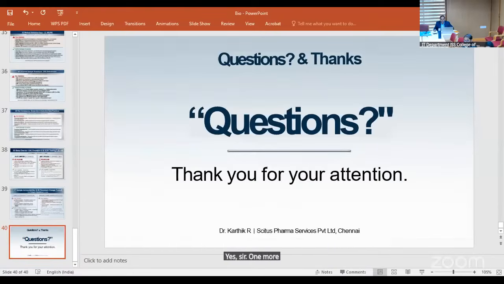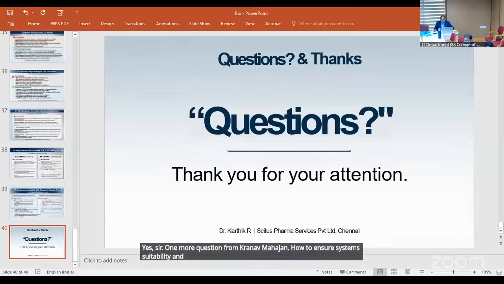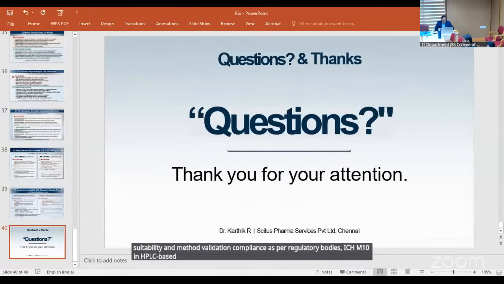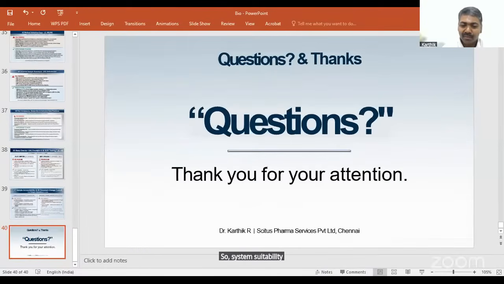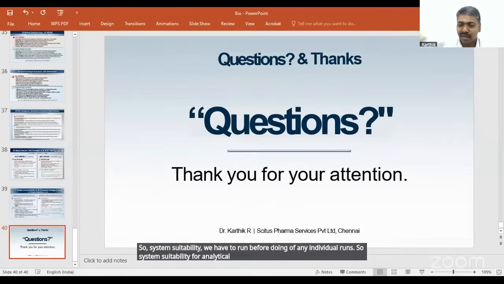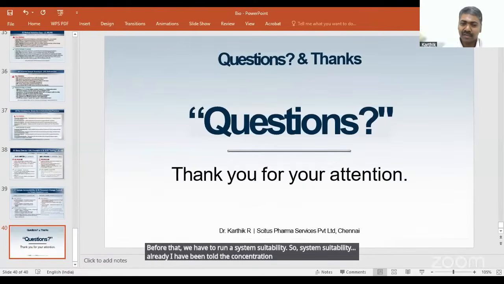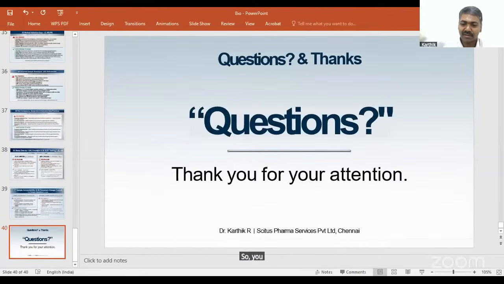One more question from Pranav Mahajan. How to ensure system suitability and method validation compliance as per regulatory bodies like ICH M10 in HPLC based bioanalysis? System suitability we have to run before any individual runs. For analytical, doing it one time is okay. But here, before doing any validation experiments, we have to run a system suitability. As I have already said, the concentration selected for system suitability in bioanalytical should not mimic any of the CC or QC concentrations. It should be a different concentration, but within the linearity range.